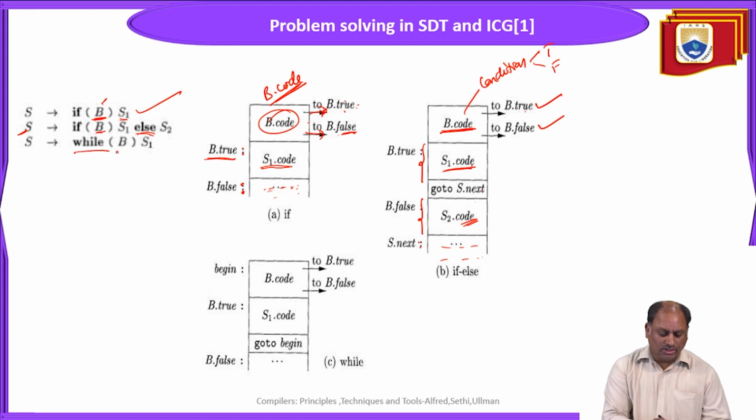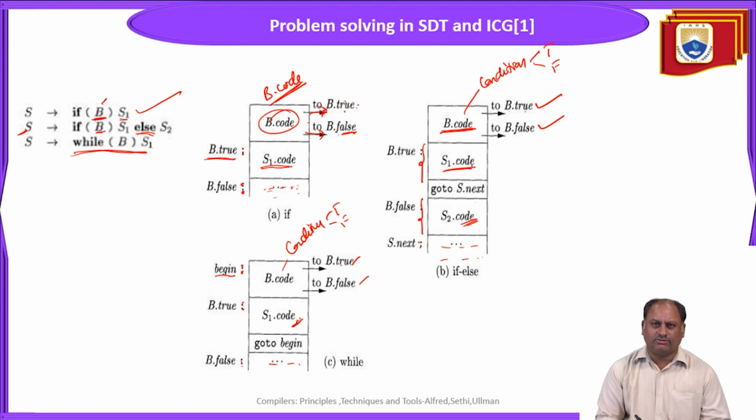Whereas for while, this condition is to be verified with this begin label, and the condition evaluation. Here the Boolean expression is evaluated as either true or false. So true block, statement 1 dot code, false block, remaining statements. Suppose the condition is true and the true block is executed at S1 dot code, next immediately it goes to begin. That means once again the loop will be executed. Go to begin means this label.